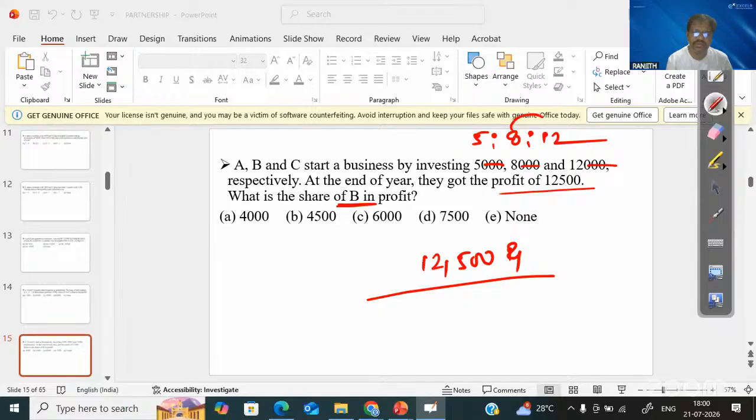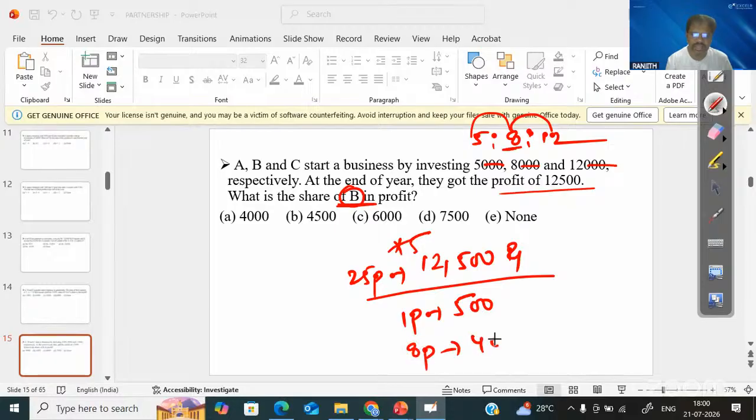So total will be equal to 8 plus 12, which is 20. 20 plus 5 equals 25. 25 parts equal 12,500. What is the share of B? Share of B equals 8 parts, where one part equals 12,500 divided by 25, which is 500. Share of B equals 8 parts, so 8 fives are 40, so the answer will be equal to 4,000. Answer is 4,000.